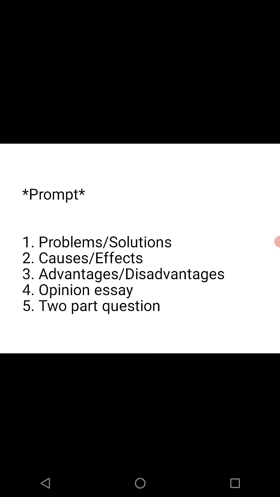Today we are going to discuss writing task 2. In this writing task 2, we will understand some words which are used daily in the task 2 essay. There are 5 types of writing task 2 essay. First is problem solution, second is cause and effects, third is advantage and disadvantage, fourth is opinion essay, and fifth is two-part question essay. In this writing task 2 essay, we write 4 to 5 paragraphs.